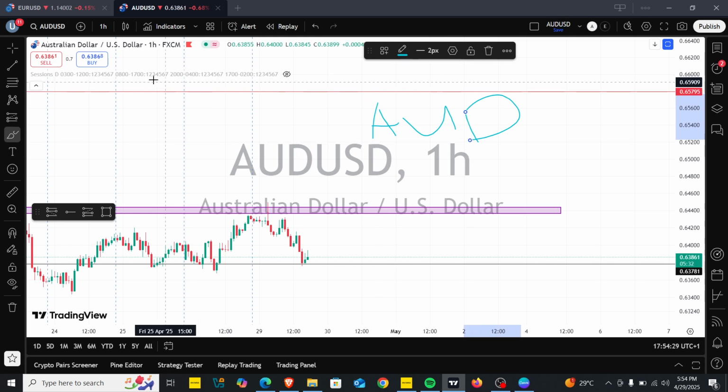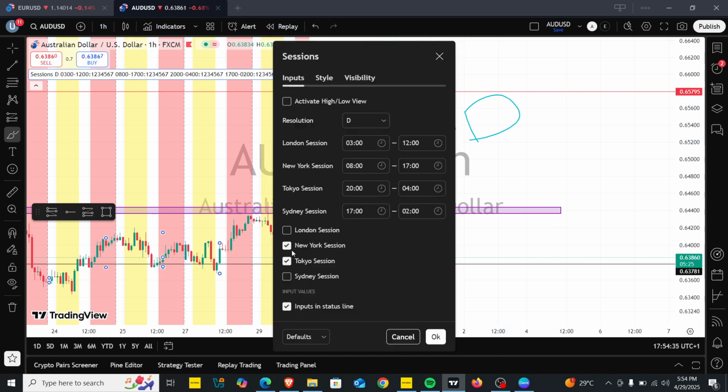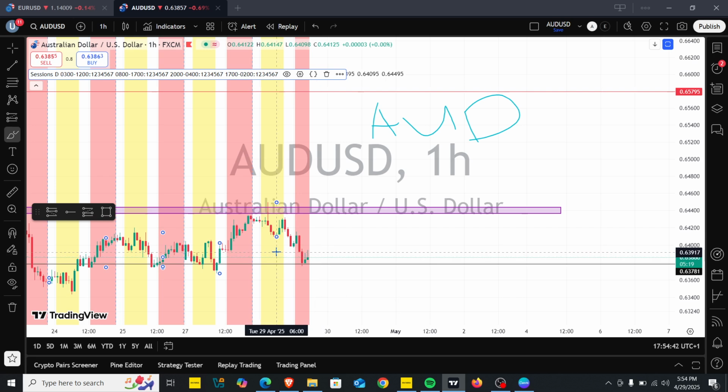So I have this market session indicator that will help us figure that out. All you have to do is come here and you can see I will select the New York session and the Tokyo session. The Tokyo session is when the AUD market is active, and you can see the AUD market is active from this point to this point, and then the USD market is active from this point to this point. So you want to keep that in mind because this is what you need to understand.